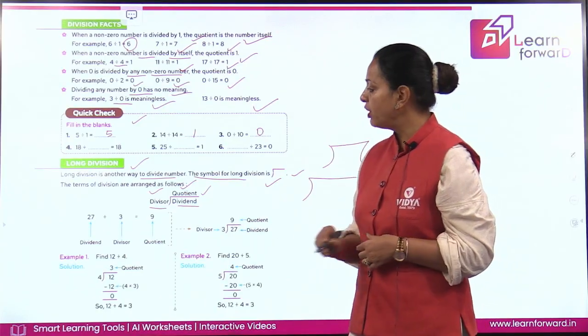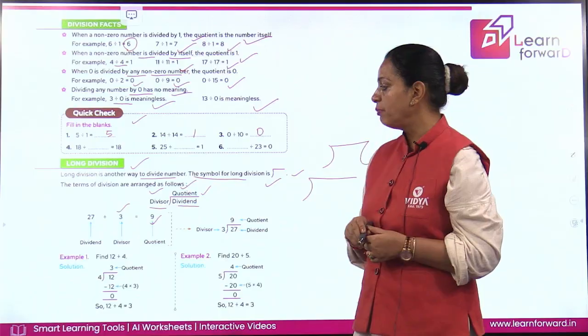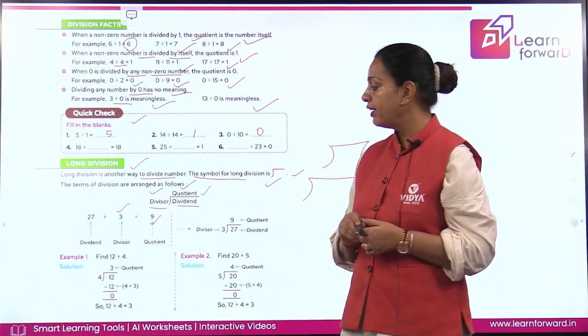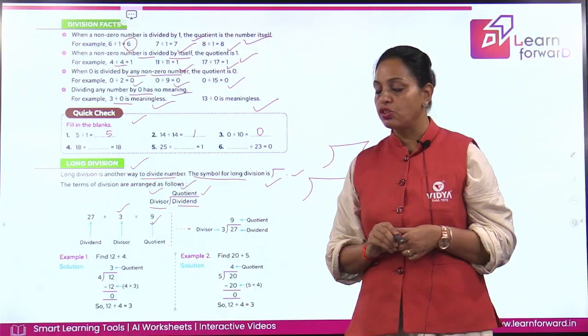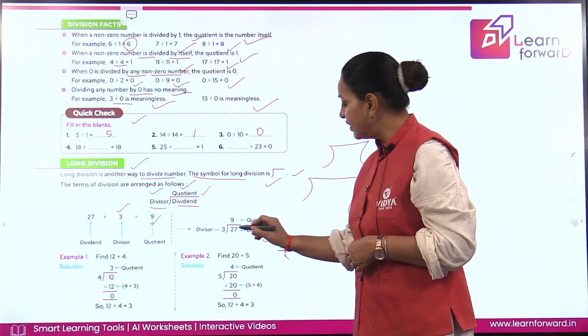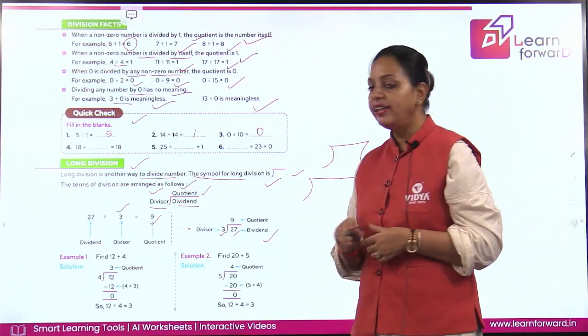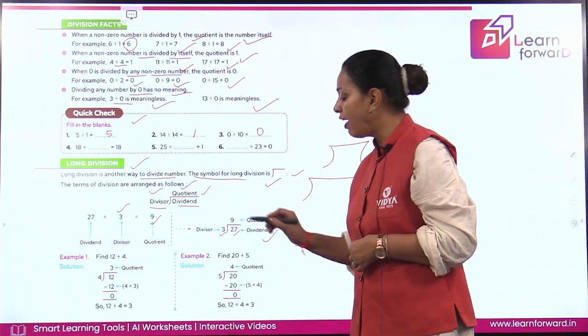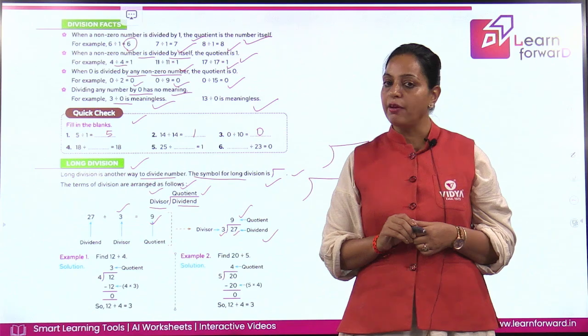See here, 27 divided by 3. Answer is 9. It means 27 is the dividend, 3 is the divisor and 9 is the quotient. कैसे लिखेंगे? Like this. 27 अंदर लिख देंगे, 3 को बाहर and 9 here, because 3 9s are 27. That's why 9 is the quotient.